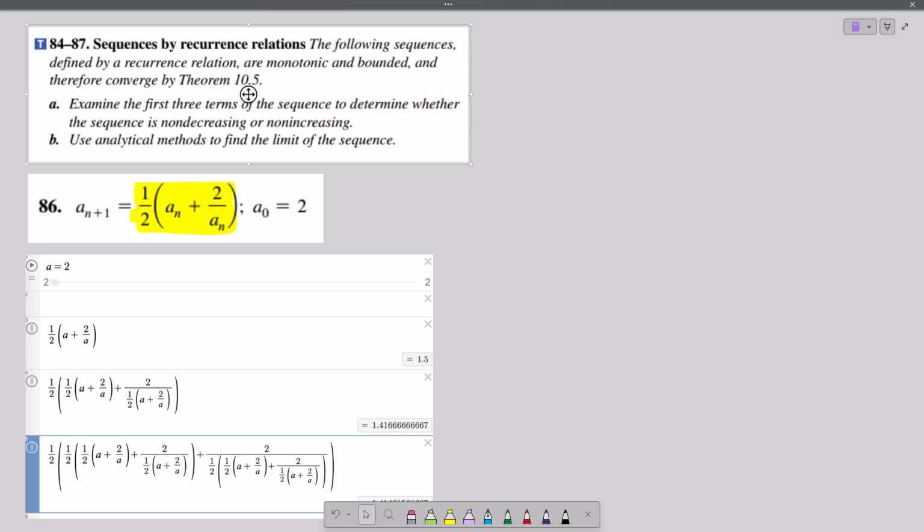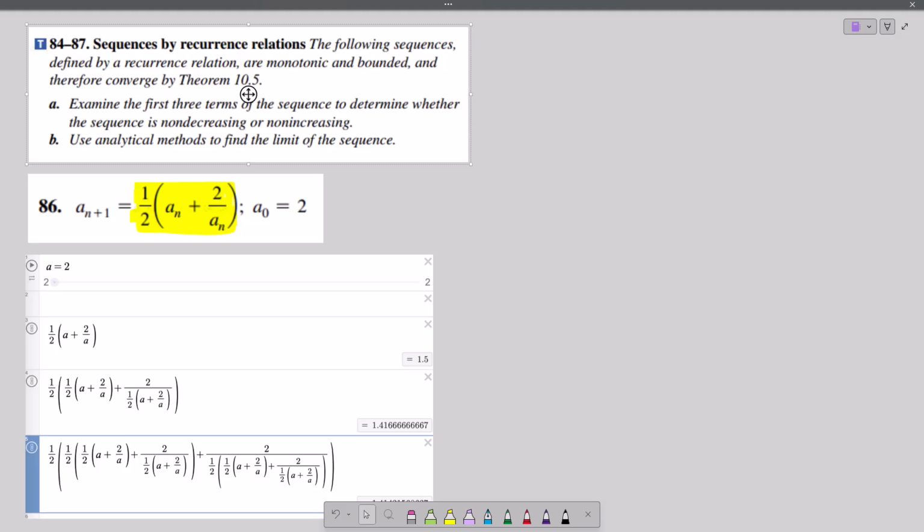Is this sequence ever negative? No. You're plugging in a positive number in here. You're only adding. There's some fraction adding in there, but that is always positive. So you instantly know that it's bounded below by 0. It's never going to go negative. And the question is, is it also bounded above?